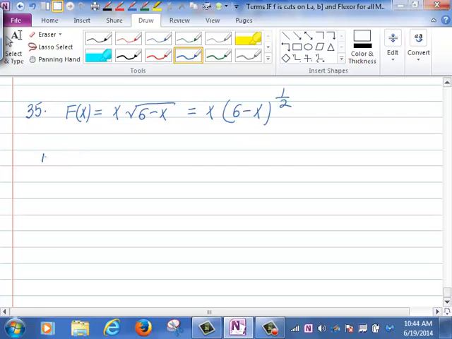The first step is what? What's the domain of this function? Well, the only restriction I have is that 6 minus x has to be what? Let's do some scratch work here. 6 minus x has to be larger or equal to 0. So 6 has to be larger or equal to x, which means x is less than or equal to 6. So the domain would be what? That's the domain.